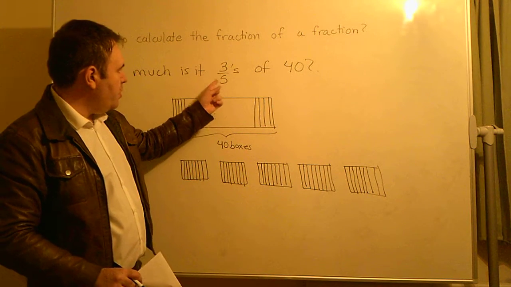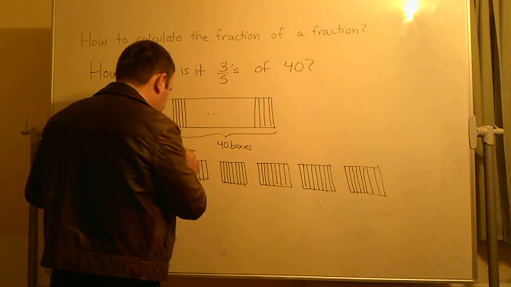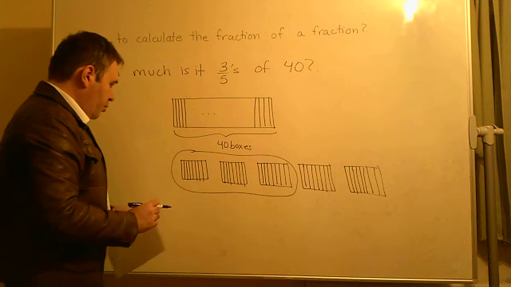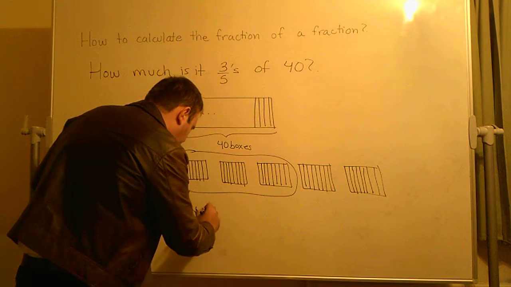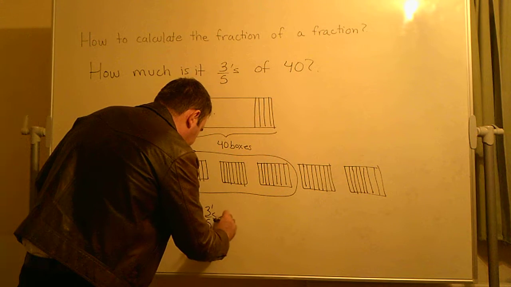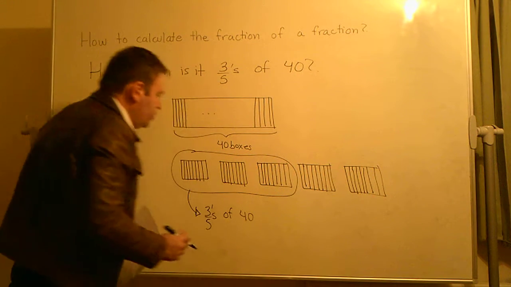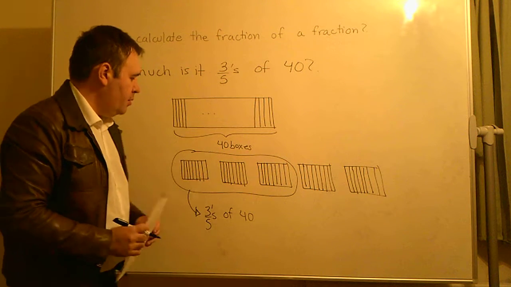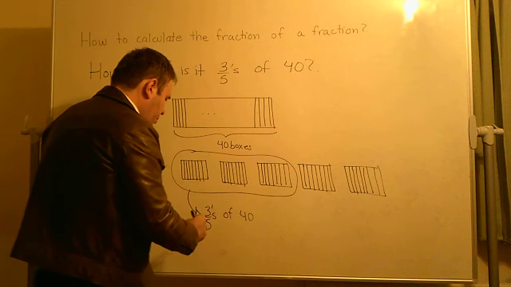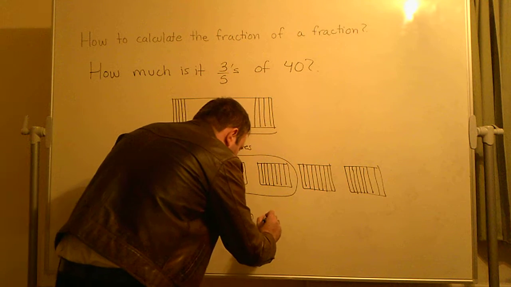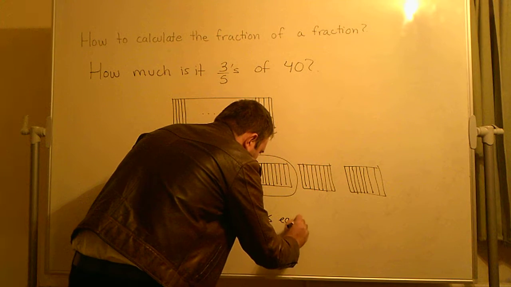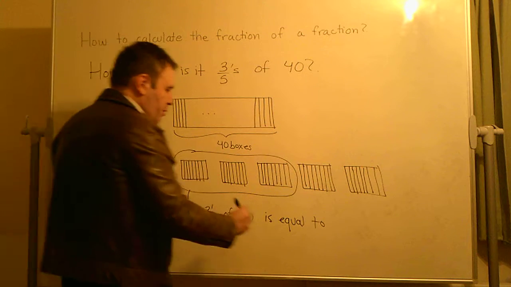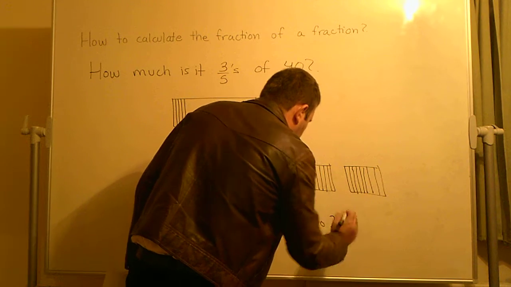So we have 5 sets, and how many are we going to take? 3. So this represents 3/5 of 40. So we have 3 sets, and how many boxes do we have in each one? 8. So the answer is 3/5 of 40 is equal to, if we have 3 sets of 8 boxes, 3 times 8, 24.